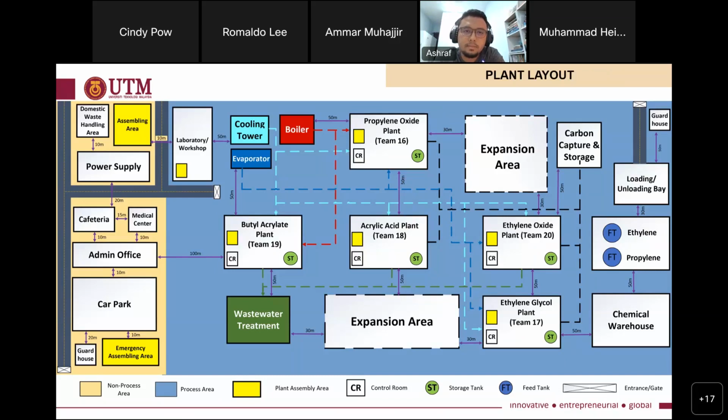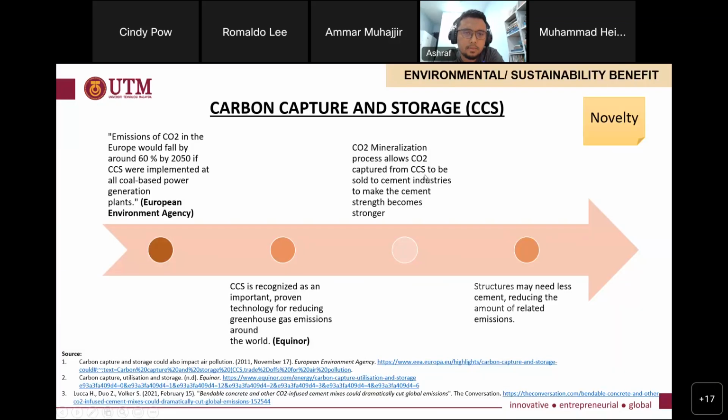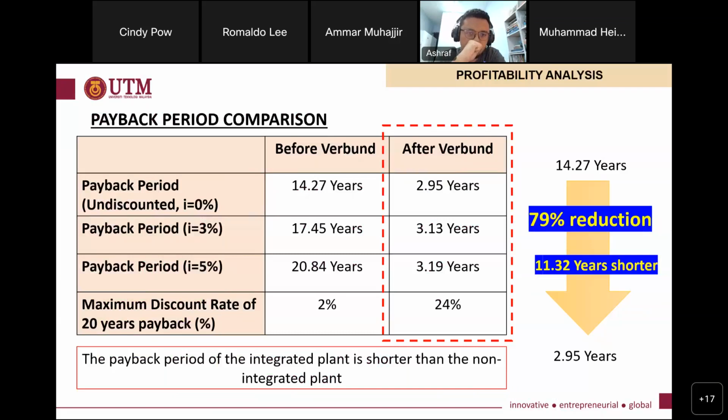Okay, so this is for the plan layout. Plan layout okay, settled. I would like to ask about the profitability analysis. Is it logical for before Verburn to have only a 2% maximum discount rate at 20 years payback? Yeah, it makes sense, because if you compare the undiscounted before and after Verburn, you have almost 11 years difference, right? So it makes sense.